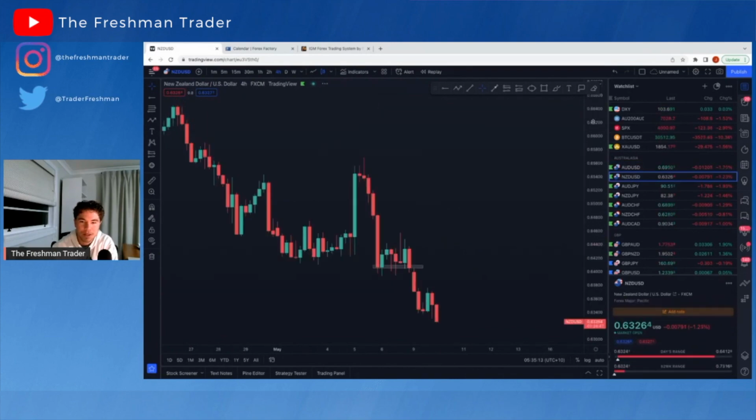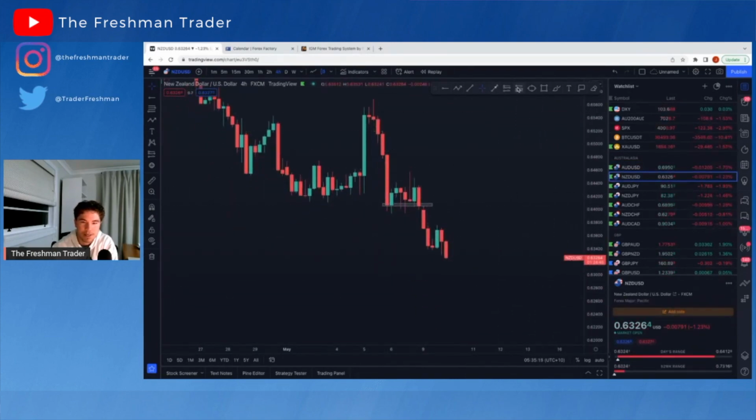New Zealand dollar, US dollar, there's the exact same setup happening over here. You can just see we're making lower lows and lower highs. If we break and close below this structure over here, I'll be looking for price to push back, create that rejection, and then continue down from there. Not like that, just down.